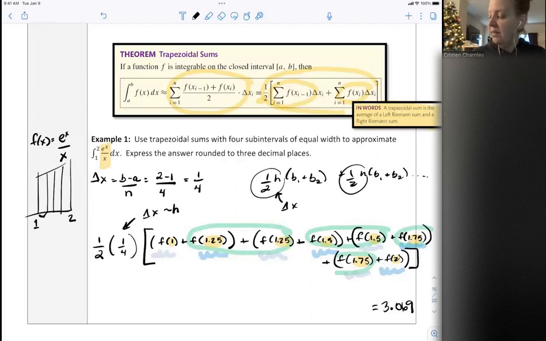I believe from earlier, this was like 1/8. And then this piece on the inside, we wound up around 24 point something, maybe. And that's how we got the 3.069. Any questions about that one?